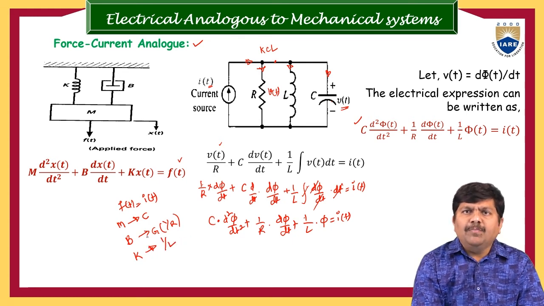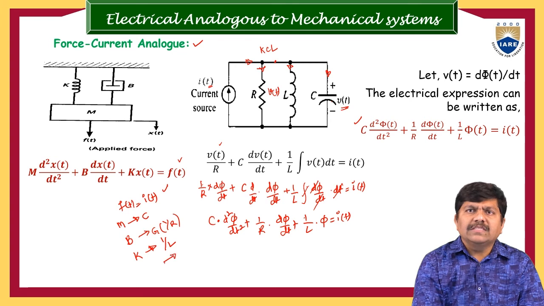And whatever the inputs, already we have compared the inputs, and what is the output here? Output is nothing but, in the electrical system, the phi of t is the output, basically because this second order differential equation is in terms of phi of t only. And the second order differential equation in the mechanical system is in terms of the displacement x of t.